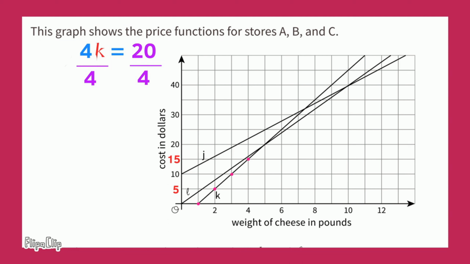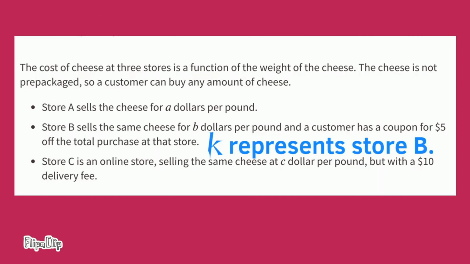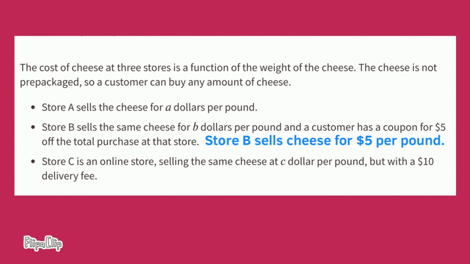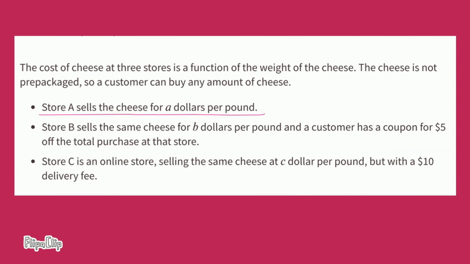4K divided by 4 equals 1K, or just K. And 20 divided by 4 equals 5. So now it reads K equals 5. Line K represents a store that would sell cheese for $5 a pound. Line K represents store B. Store B sells cheese for $5 per pound. That leaves store A, and store A sells cheese for $8 per pound.